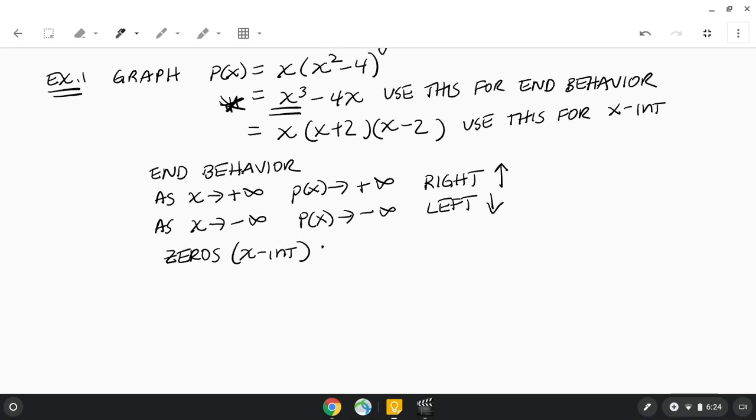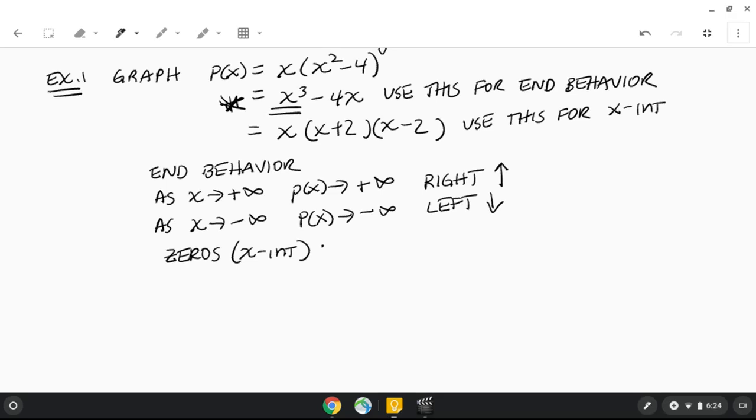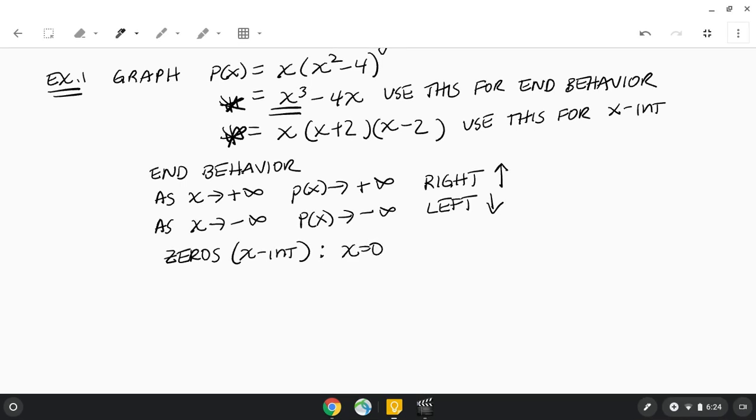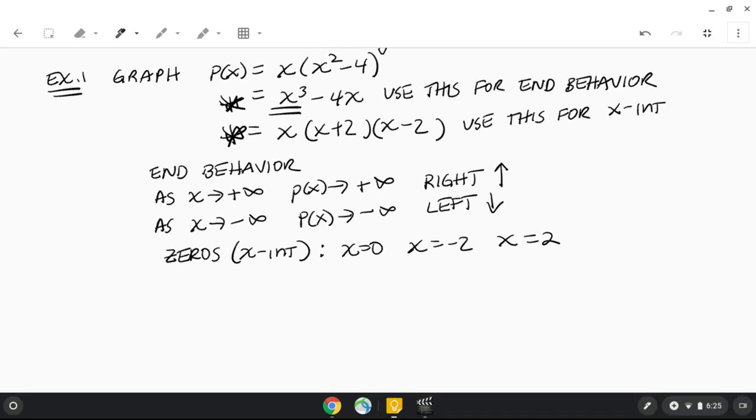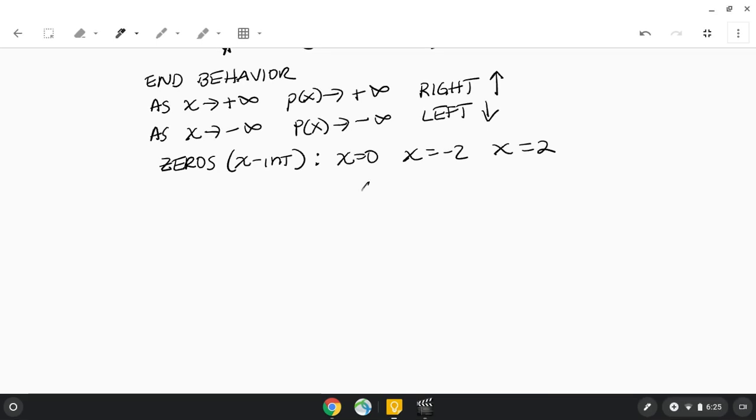So since we have it in factored form, this is the one we are going to be using. So we have x equals 0, x equals negative 2, and x equals positive 2. So that's where we're going to have x-intercepts. Okay, so when I graph this, I know enough information to get the basic behavior of this polynomial.